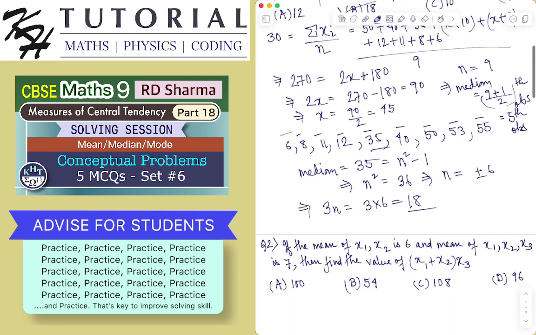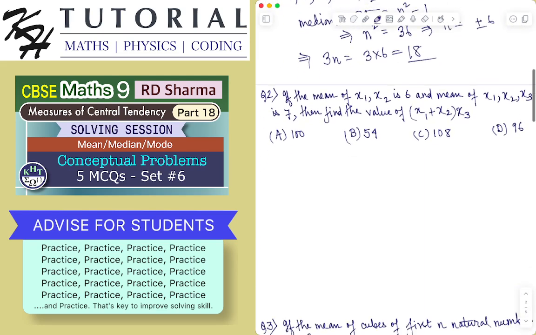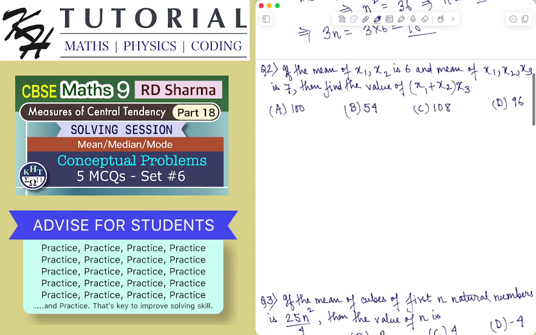Let's see the next problem. If the mean of x1, x2 is 6 and the mean of x1, x2, x3 is 7, then find the value of x3 multiplied by (x1 plus x2).